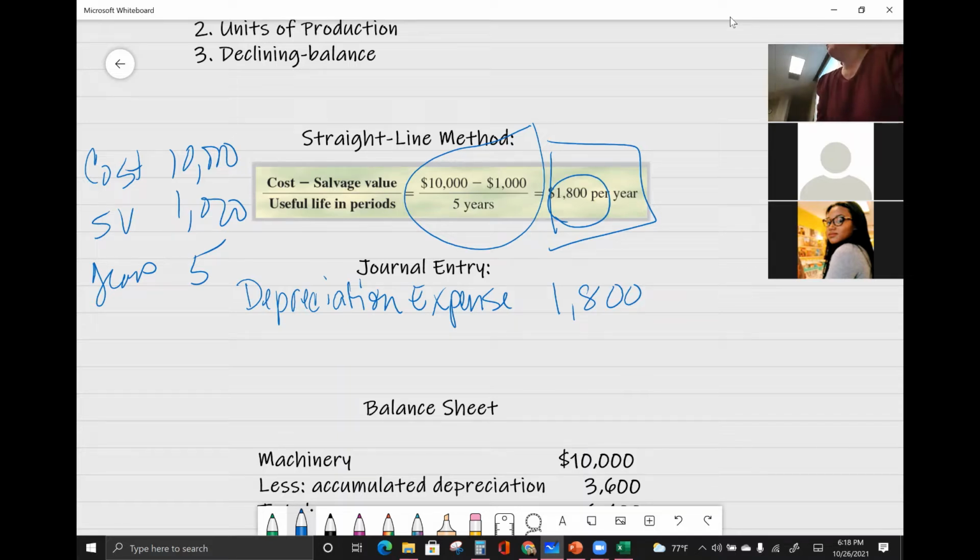What's my offset? Remember, I told you that you can't do a credit to the asset account. We have something called a contra asset account. Does anybody remember what the contra asset account is to fixed asset? What it's called? Accumulated depreciation. Does that sound familiar? Maybe.